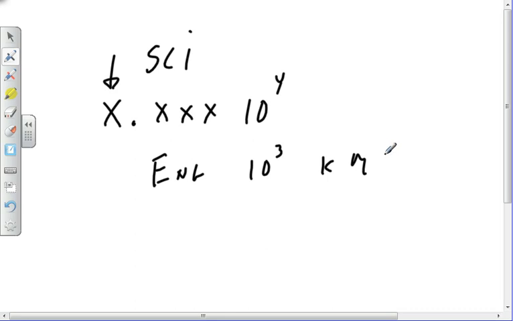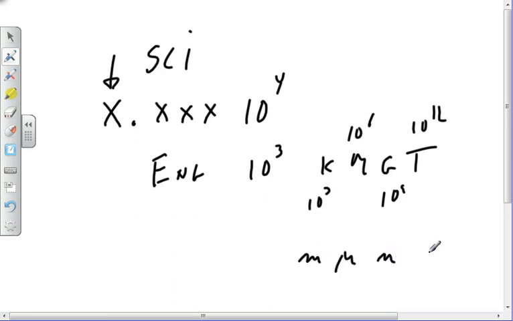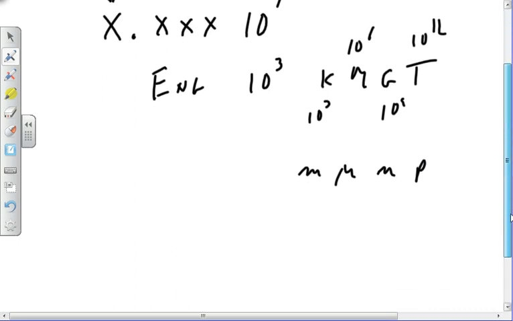What comes after mega? Giga, tera, right? So that'd be 10 to the 3rd, 10 to the 6th, 10 to the 9th, 10 to the 12th. Or we could go negative and we could have milli, micro, nano, pico. What comes after pico? I forget. So that'd be 10 to the minus 3, 10 to the minus 6, 10 to the minus 9th, 10 to the minus 12th.